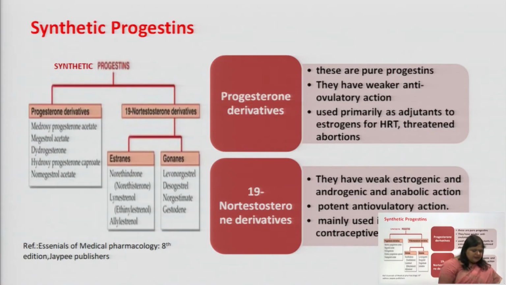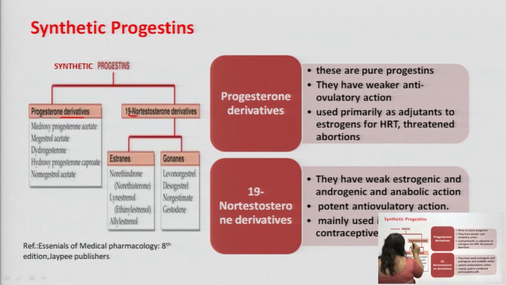Now, these synthetic progestins can be of two types. They are the progesterone derivatives, or the 19-nortestosterone derivatives. Among the progesterone derivatives, the most important ones are medroxyprogesterone acetate, megestrol acetate, and another drug, nomegestrol acetate.